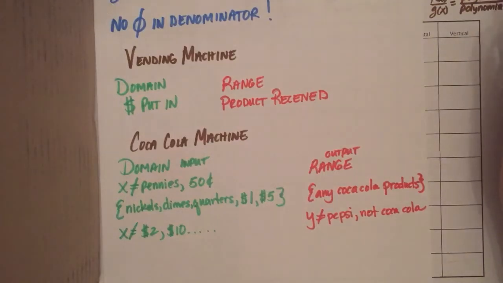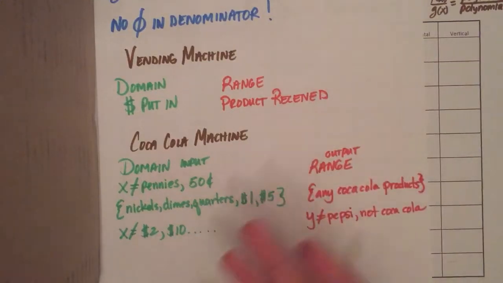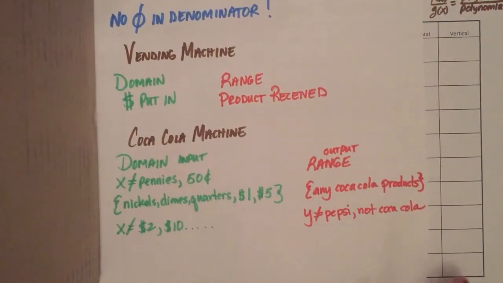Let's say you're looking at a vending machine with snacks, with food in it. You're not going to be able to put money in a snack machine and get a soda out of it. What you put in is your input. The output's going to be chips, gum, pastries, whatever's in that machine. That's going to be your range. So that kind of gives you an idea of what domain and range are.